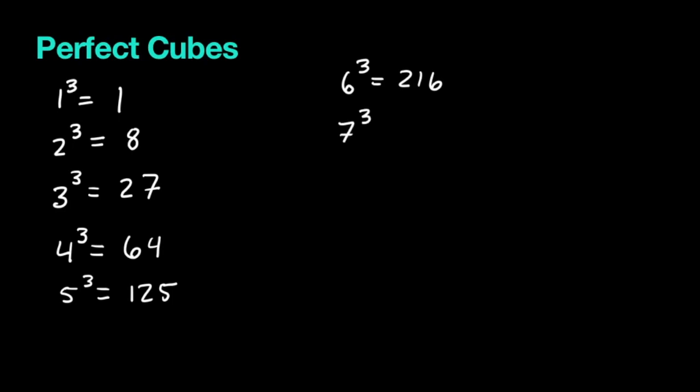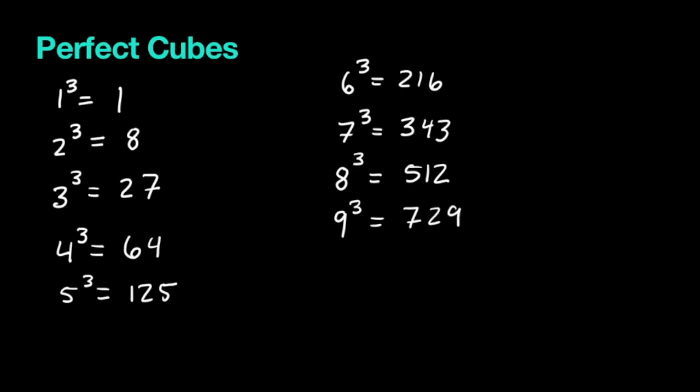7 cubed is going to be 343. 8 cubed is 512. 9 to the third power gives you 729. And 10 to the third power gives you 1000. So those are the perfect cubes you need to remember.